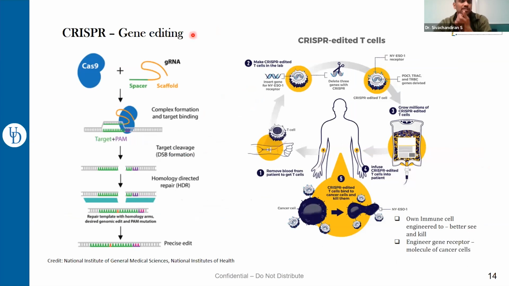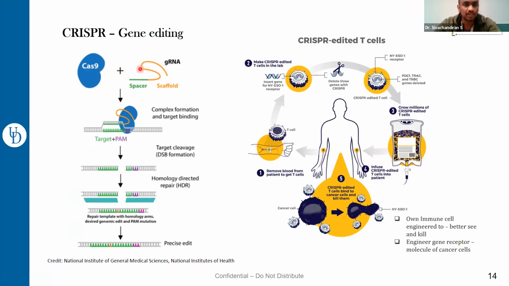So CRISPR is essentially a nuclease enzyme. It's an enzyme that people first identified from bacteria. Some bacteria naturally evolved to resist viruses. So when they tried to study how it can resist the virus, they identified an enzyme called Cas9. So how does this enzyme work?